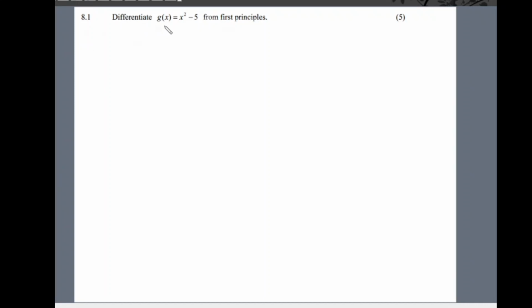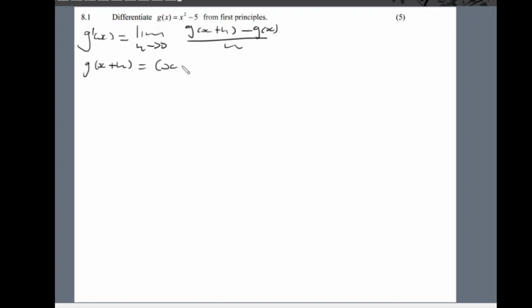Okay, so here we have to differentiate g of x equals x squared minus 5 from first principles, right? Then we know that we need to use the definition of the derivative, which says that the derivative of a function is equal to the limit as h goes to 0 of g of x plus h minus g of x all divided by h, right? And now the first thing we need to do is to find g of x plus h. G of x plus h is equal to, wherever we see x in our function, we put x plus h, squared minus 5, which will be, let me write it here.